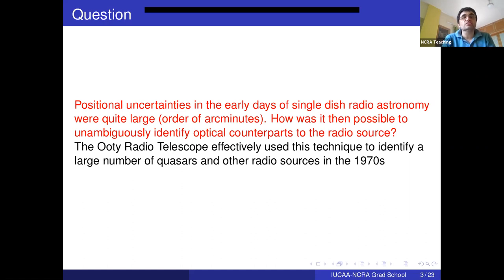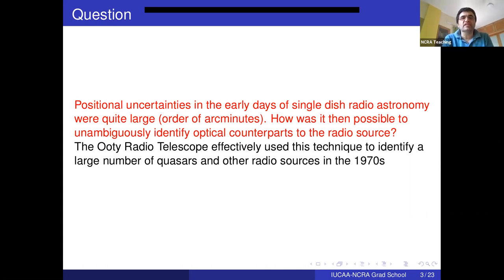And you know how the Earth is rotating. And using that information and the time of when it disappeared and reappeared, and of course, at that time, we knew the orbit of the moon very precisely, so we knew the exact position of the moon in the sky. Using these kind of lunar occultation techniques, people were able to identify unambiguously the optical counterpart, because you got the right ascension and the declination of the radio source very accurately, and then you could easily identify the optical counterpart.